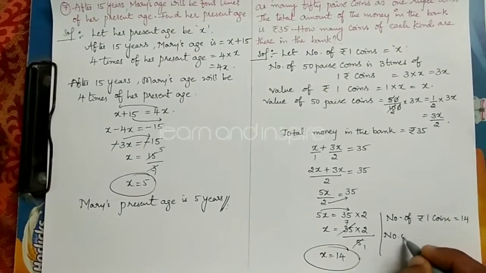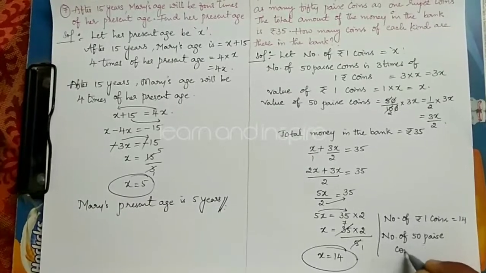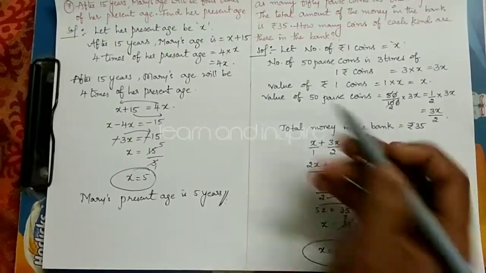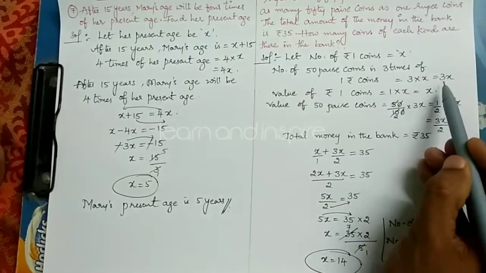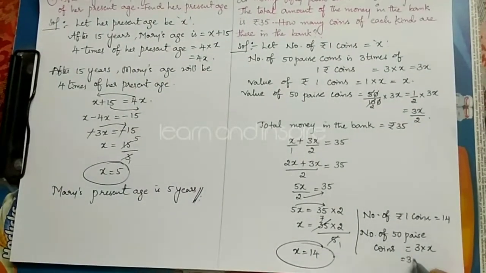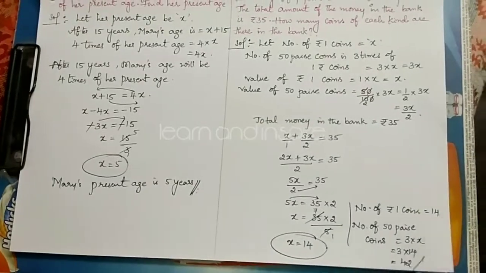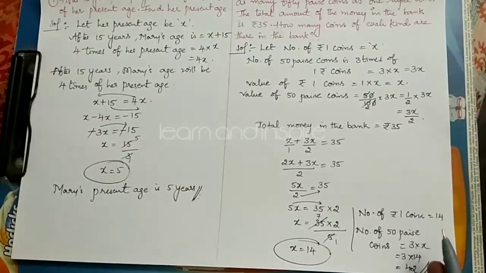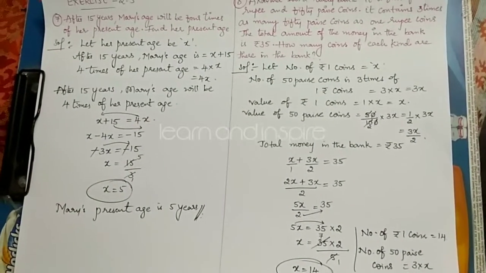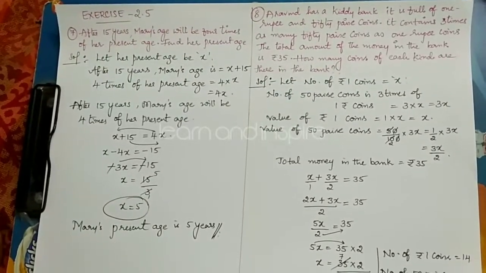Now from this we can write the number of 50 paisa coins equals 3x. So you can see the number of 50 paisa coins is 3x. That implies 3 into 14, how much is that? 3 into 14 is 42. So the number of 1 rupee coins is 14 and the number of 50 paisa coins is 42. Okay, so very simple problem. Next, let us go on to another question.